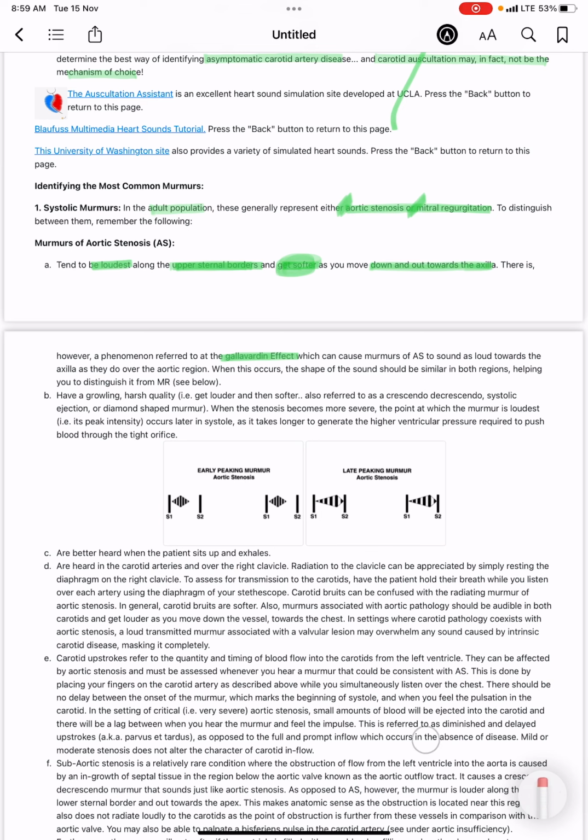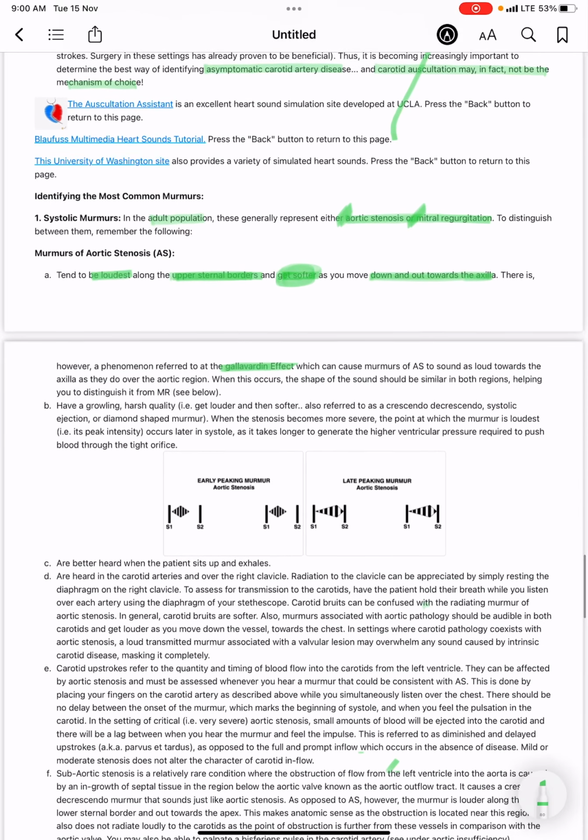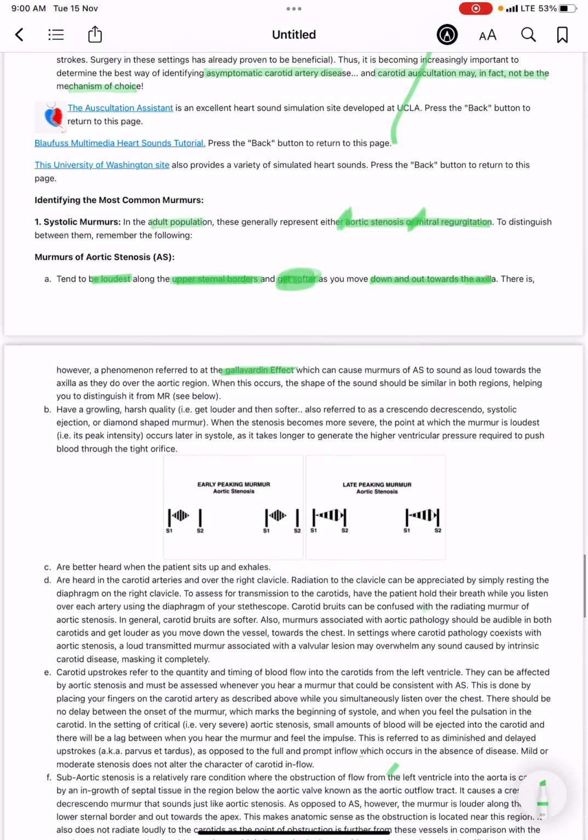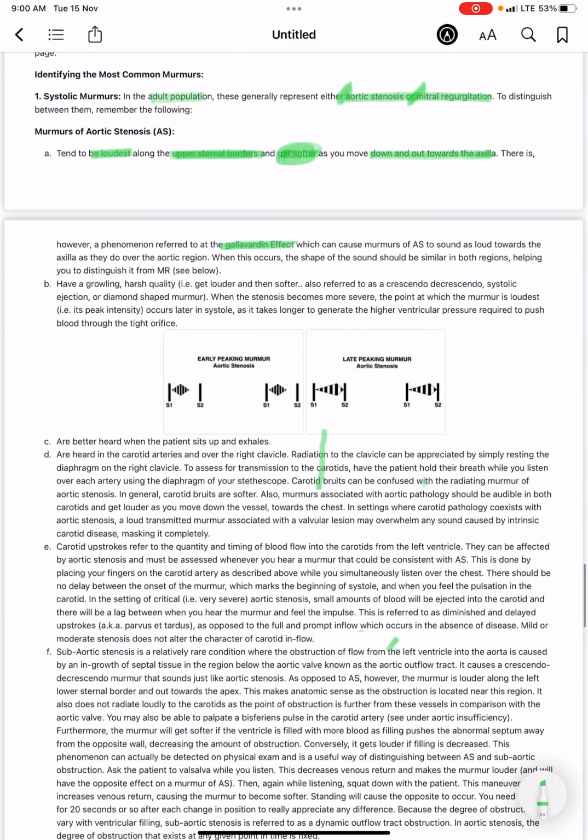mitral regurgitation. So when an aortic stenosis murmur is loud in the axilla, generally it becomes softer there. If it has the same loudness even in the mitral area, then we have to think of the Gallavardin effect, to sound as loud towards the axilla as they do over the aortic region. When this occurs, the shape of the sound should be similar in both regions, helping you to distinguish it from mitral regurgitation, and having a growling harsh quality.